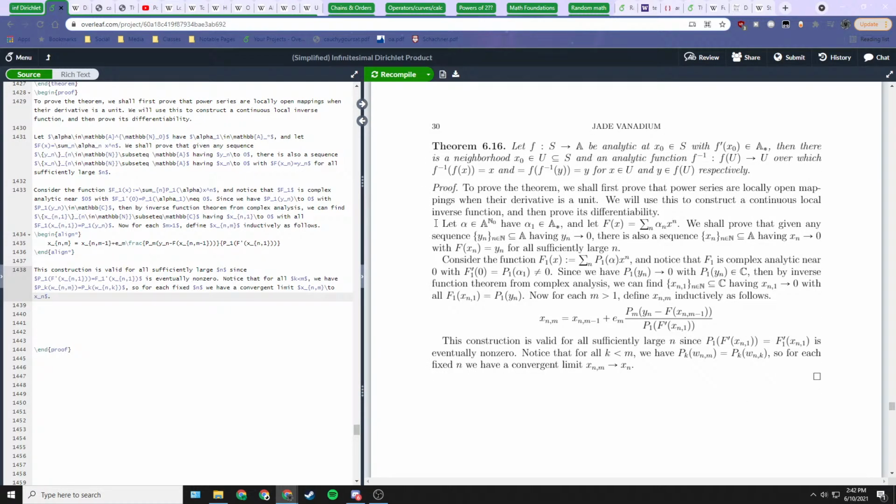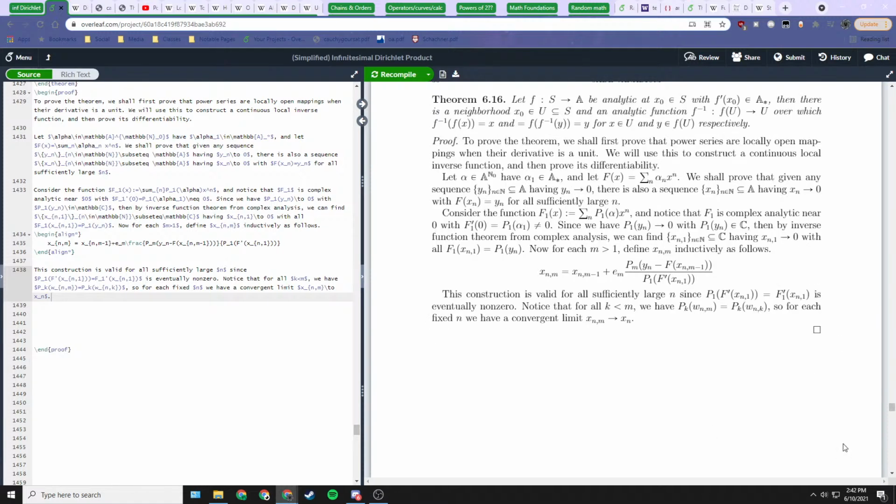So our goal is we have this power series, and we have this sequence x sub n, which tends to 0. We want to prove that x sub n converges to 0, and we also want to prove that f at x sub n is equal to y sub n.